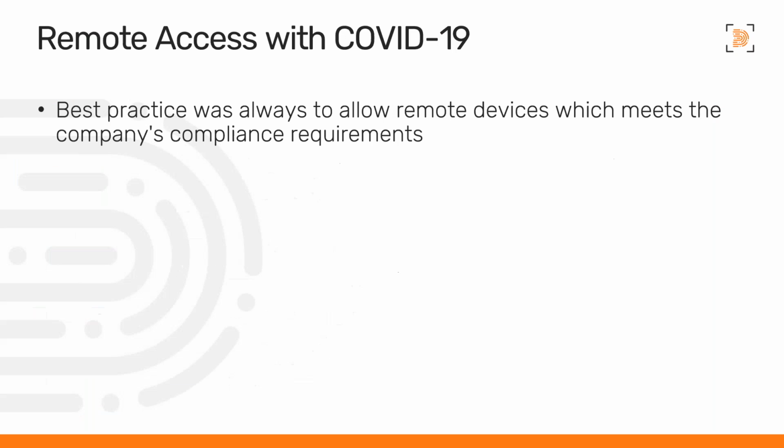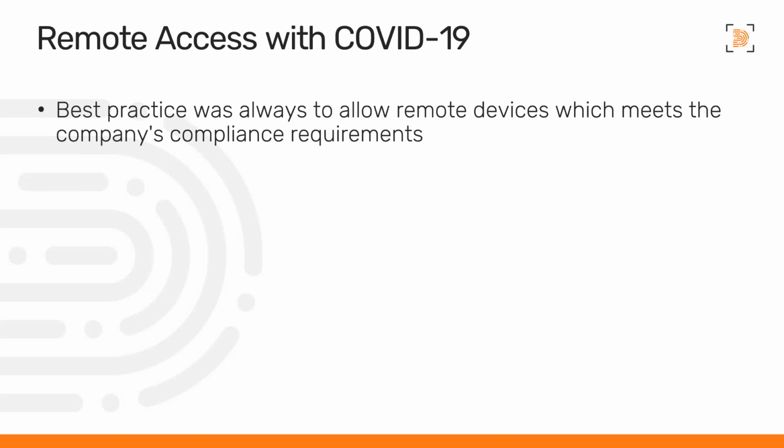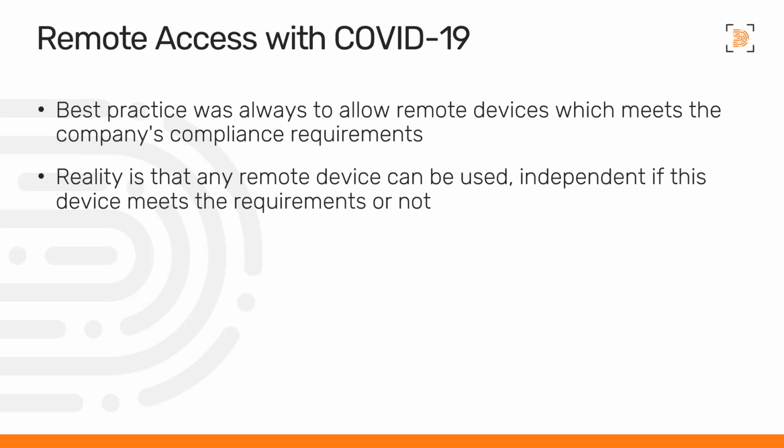As you guys know, we are all technical guys, so sometimes we have some challenges. It is as it is. So, lessons learned from COVID-19 and secure remote access. What did we mean with that? I think this is really funny: we all know it was and still is best practice to allow only compliant remote devices to access my UC environment, matching my compliance requirements. That's not a surprise. But with COVID-19, it is a surprise that nobody takes care of that anymore.